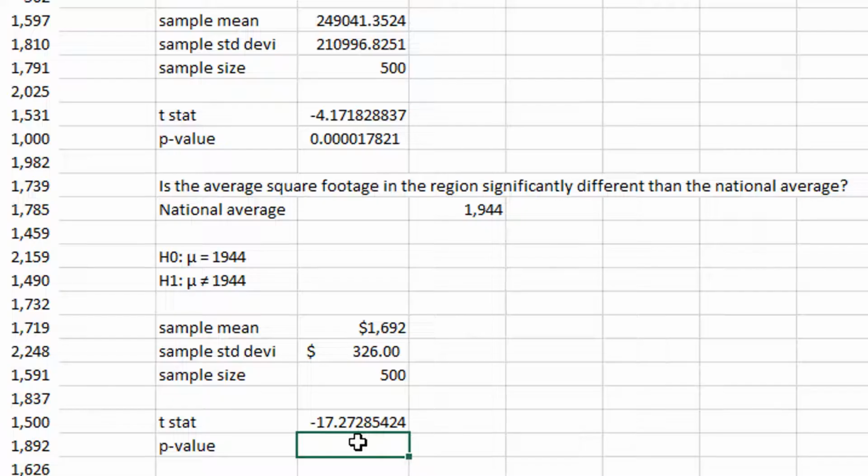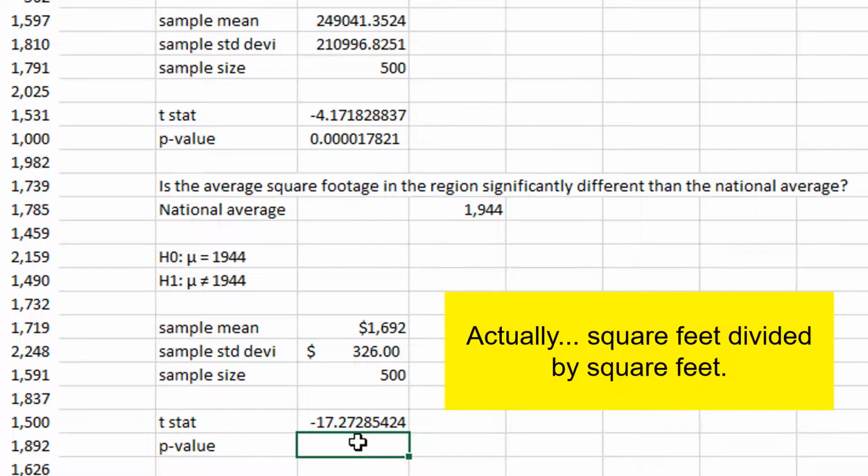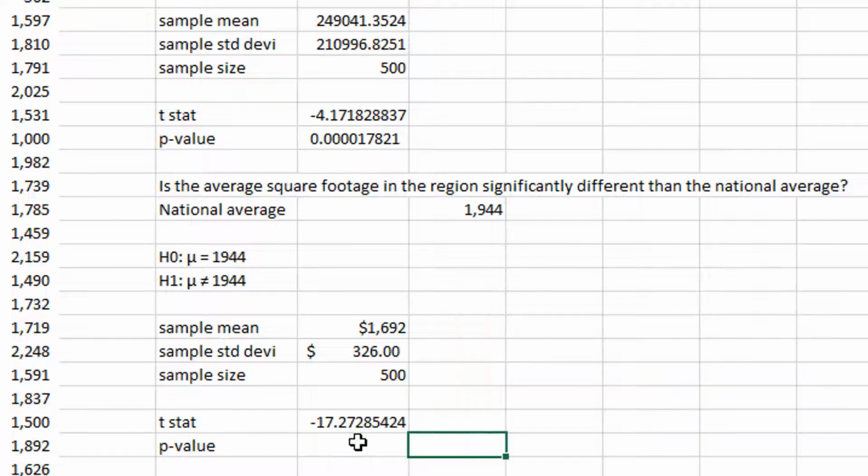And that gives me a t-statistic. When you have dollars divided by dollars, you lose the units, and so the t-statistic is unitless. There's no units for this statistic. It's just a measurement. Now, negative 17 is insanely far from 0. In terms of this distribution, the p-value is going to be 0.